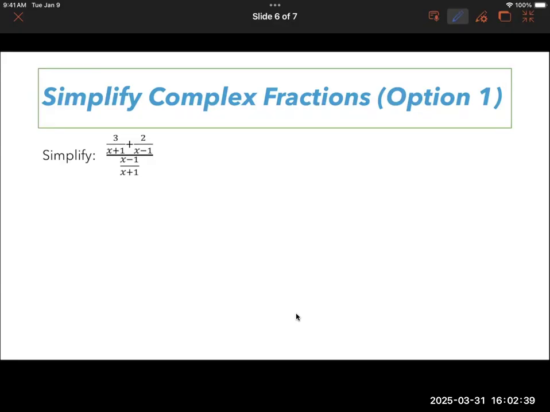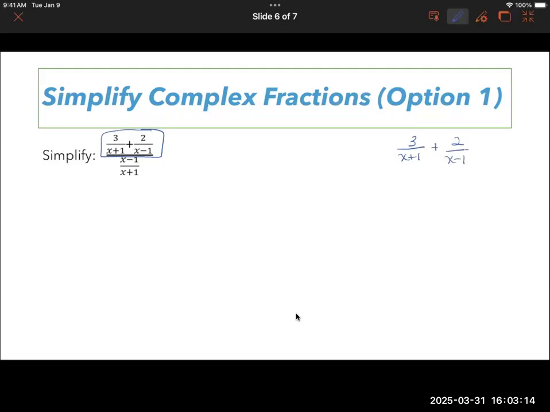So in option 1, we are going to take any numerator or denominator that has more than one term being added or subtracted, and we're going to combine those terms together. So in this case, we're going to take this numerator, which has the 3 over x plus 1 plus 2 over x minus 1, and combine that into a single fraction. And so I'm just going to do this over to the side for a minute: 3 over x plus 1 plus 2 over x minus 1.